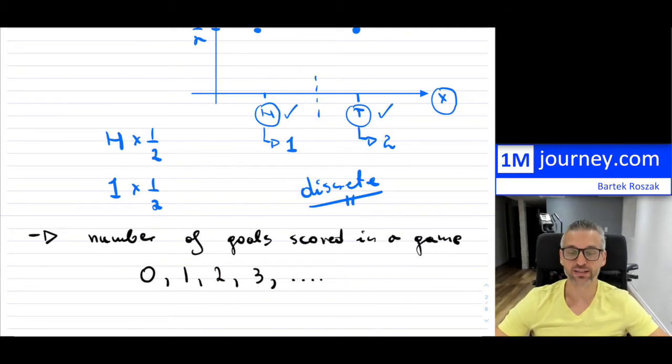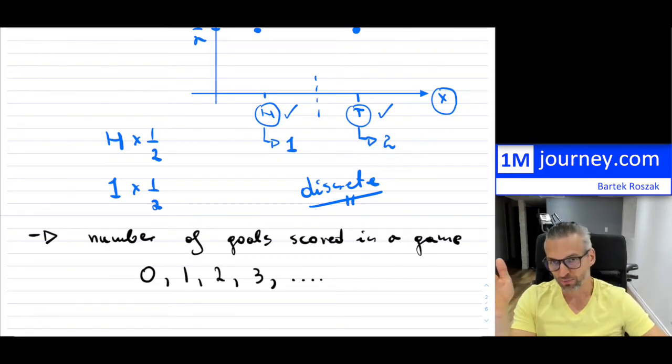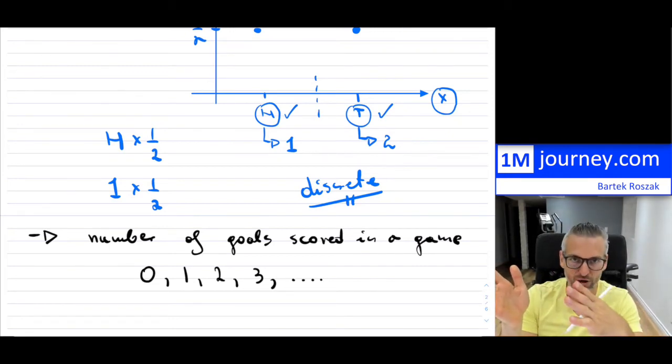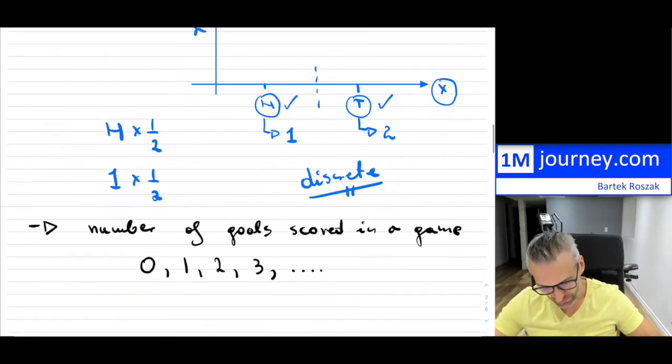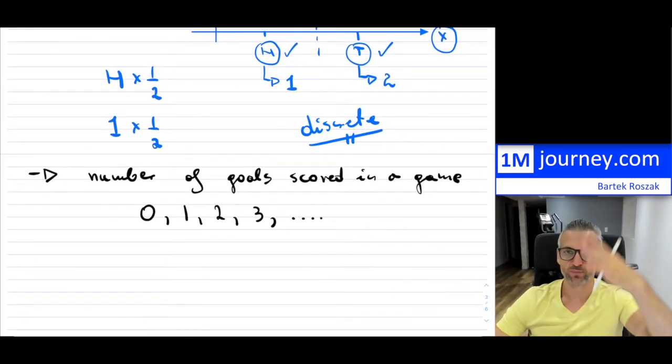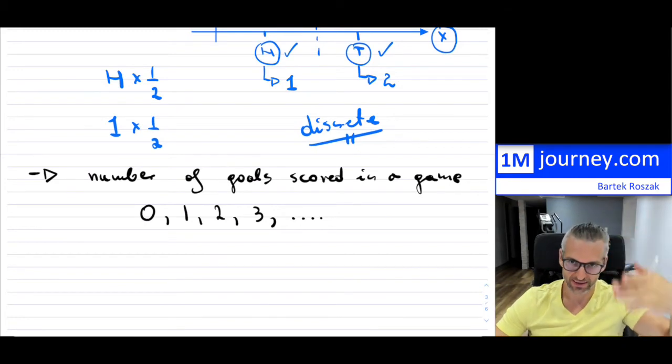So is this discrete or is this continuous? It's discrete, okay? Between 0 and 1, there are no values at all. And so on, between 1 and 2. So they're basically kind of like digital, discrete points in time.